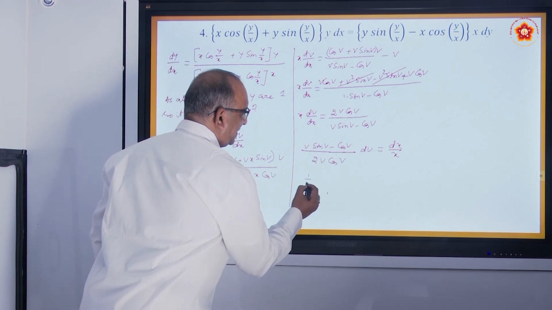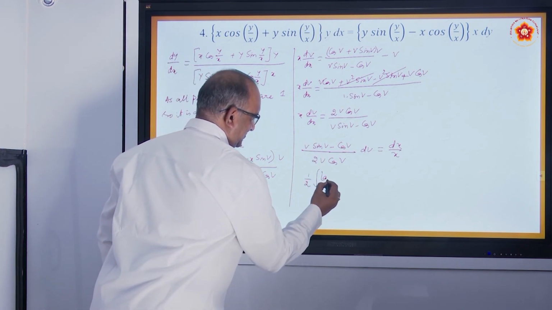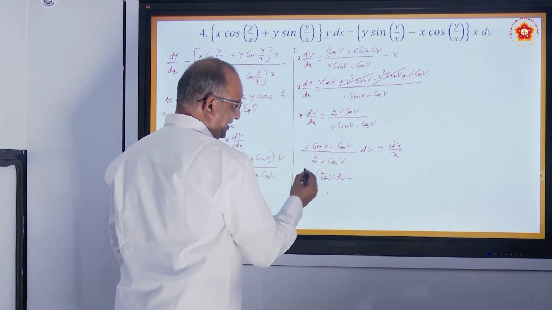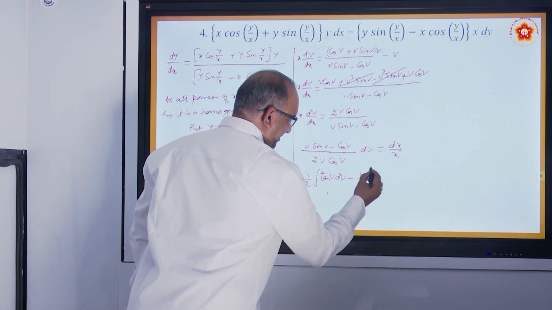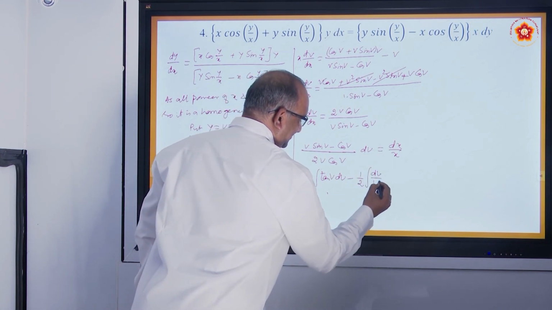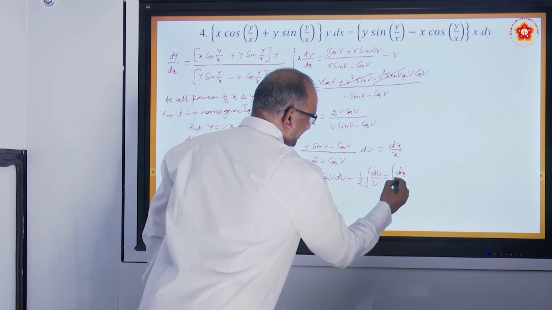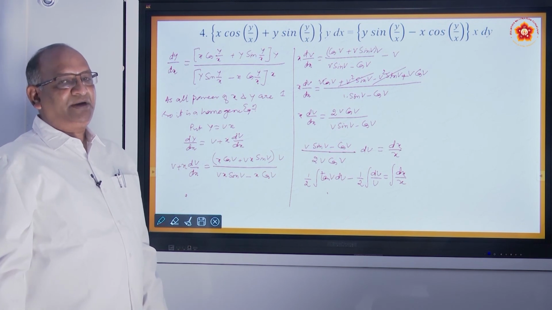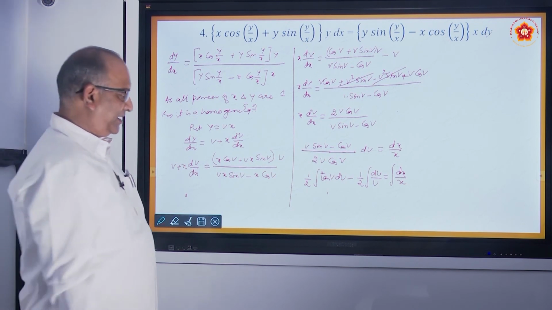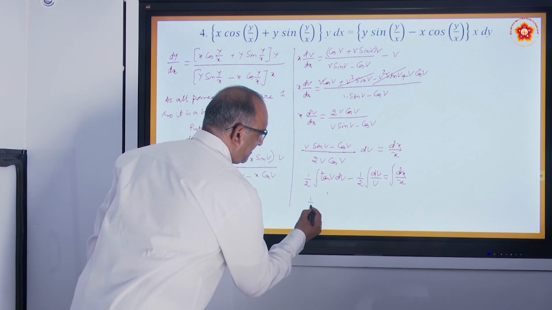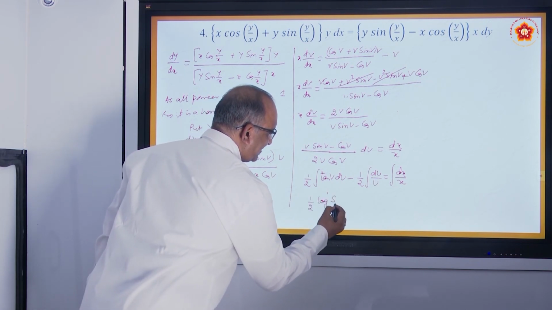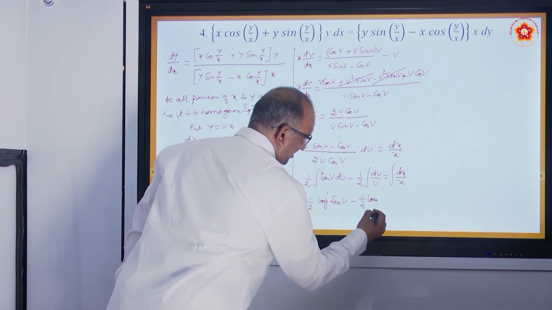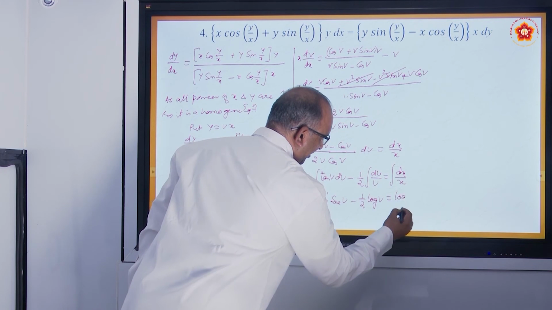We can put it as 1 by 2 integration of tan v dv minus cos v will get cancelled. 1 by 2 can be written outside. You will have dv by v equal to integration of dx by x. Very simple integration. Integration of tan theta is log sec theta. So it will become 1 by 2 log sec v minus 1 by 2 log v equal to log x.